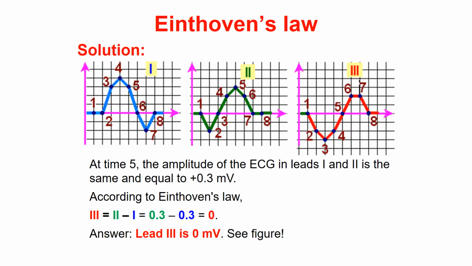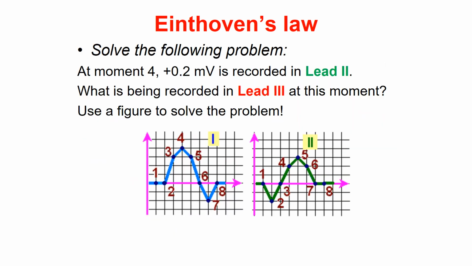Solution. At time 5, the amplitude of the ECG in leads 1 and 2 is the same and equal to plus 0.3 mV. According to Einthoven's law, lead 3 is equal to lead 2 minus lead 1, which is equal to 0.3 mV minus 0.3 mV, which is equal to 0 mV. Answer, 0 mV.